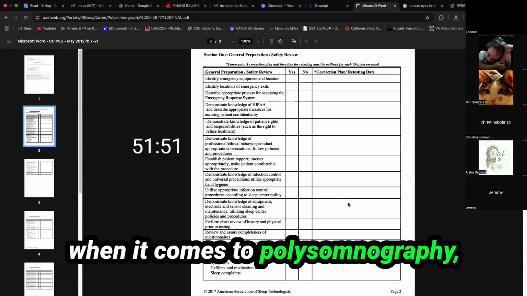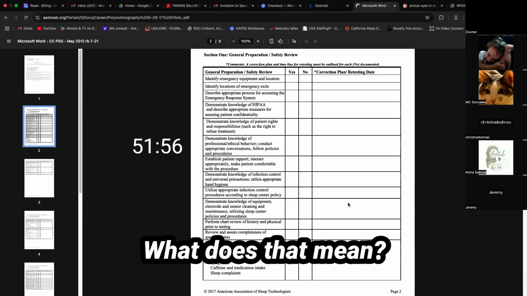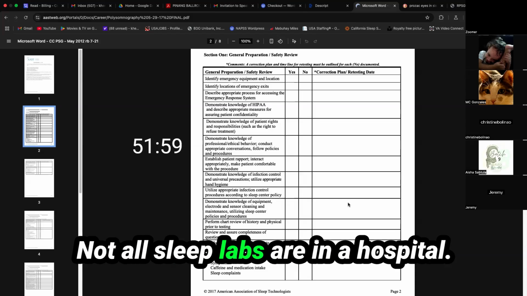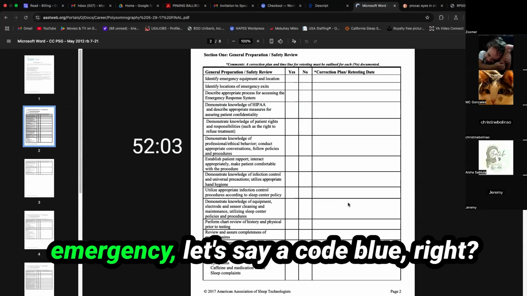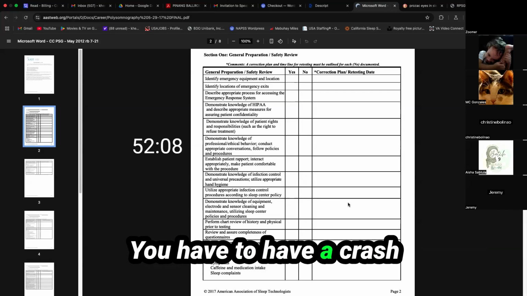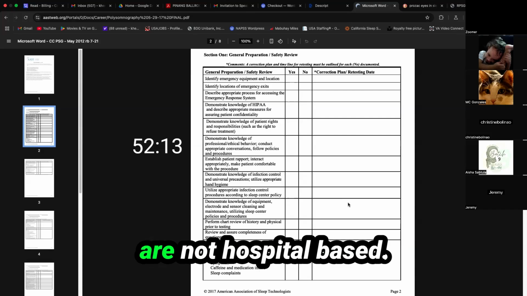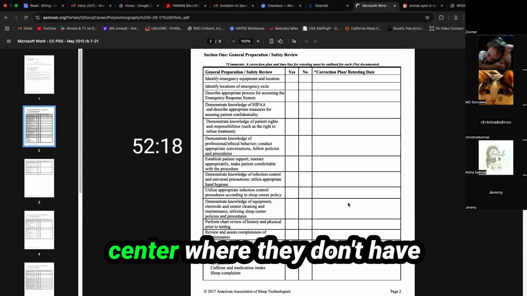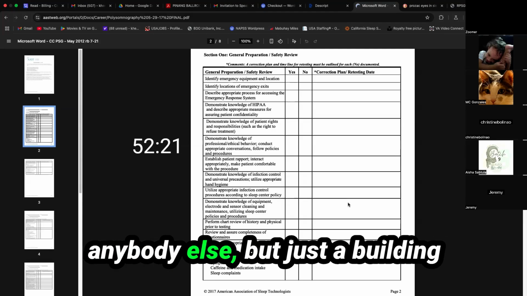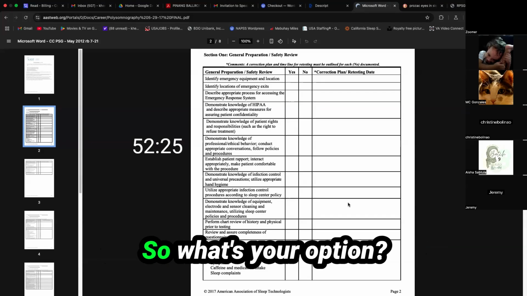When it comes to polysomnography, we need to identify emergency equipment and location. What does that mean? Not all sleep labs are in a hospital. If you're in a hospital and you have some emergency, let's say a code blue, right? You have a code blue. You have to have a crash cart if you're in a hospital. But some sleep labs are not hospital-based. Some sleep labs are in a community center where they don't have anybody else but just a building and a security guard at night. So what's your option?